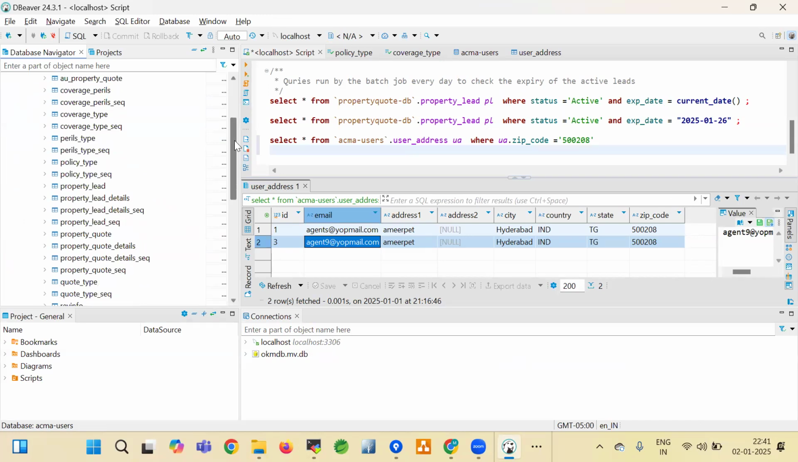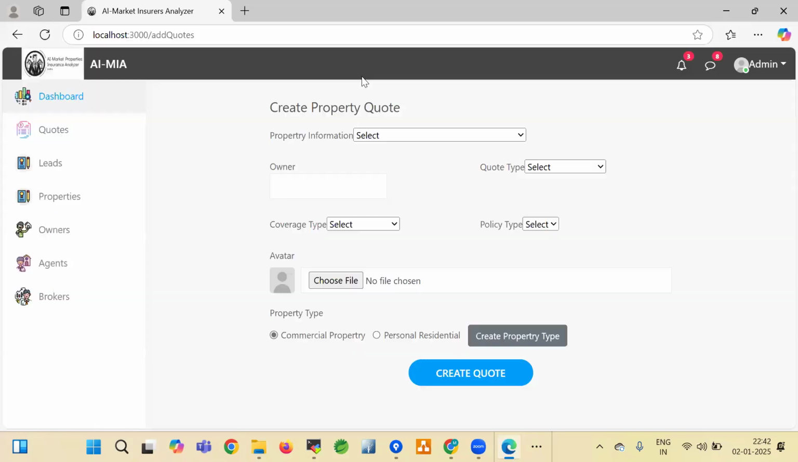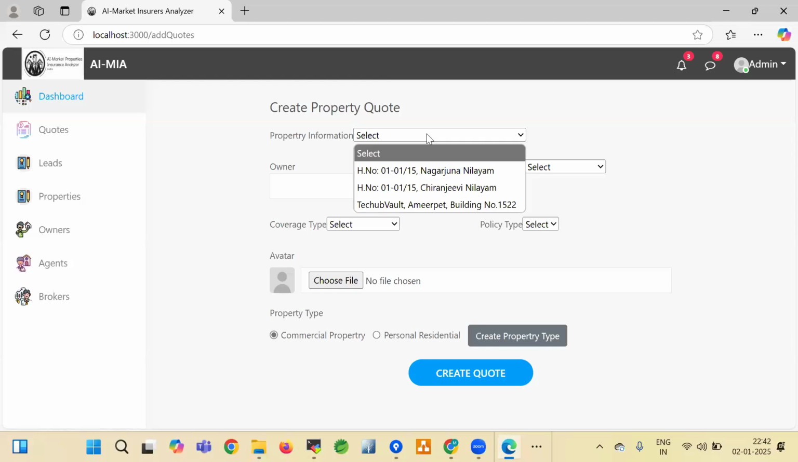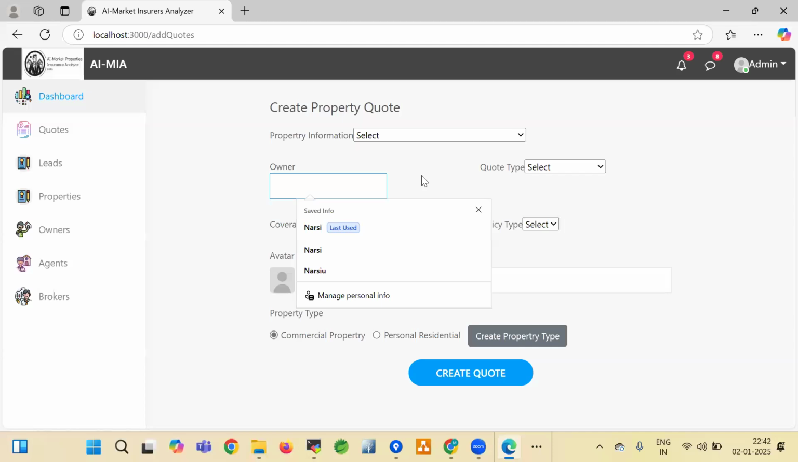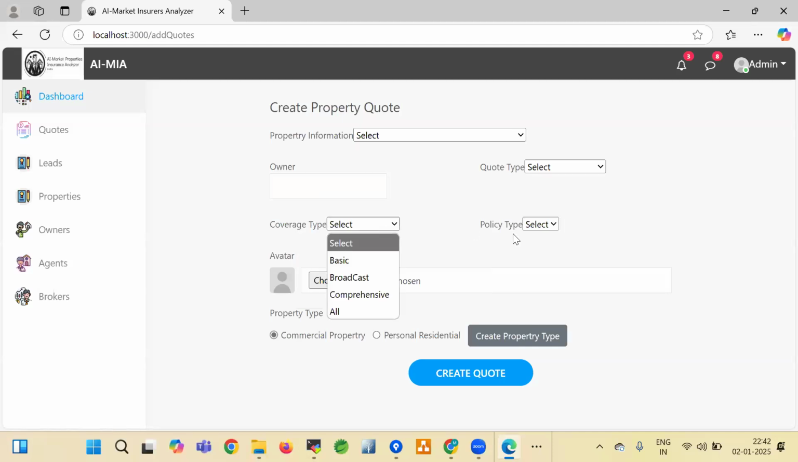That means each table has a purpose, right? We said simple quotation, but if you look at it, a quotation has a lot of things: the property information, the quotation type, the owner information, the coverage type, the policy type, the quotation document, and the property type. That means there are a lot of dependencies, and dependency modeling is what we need to handle.